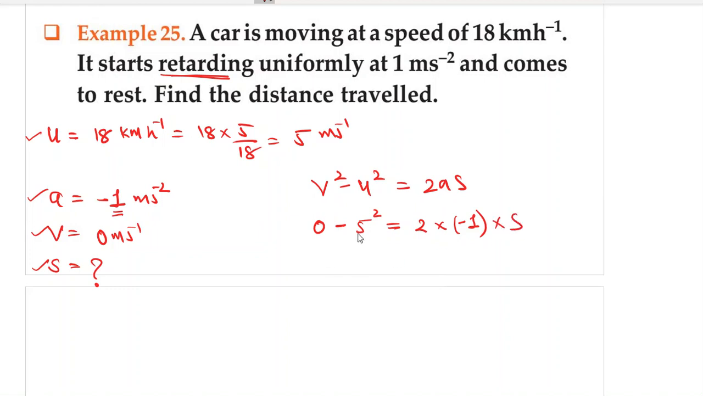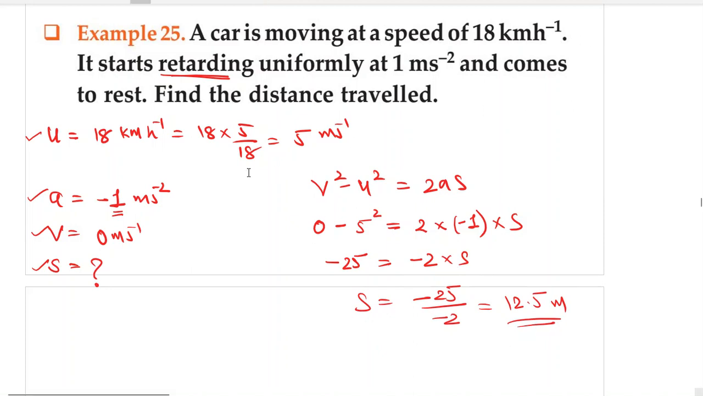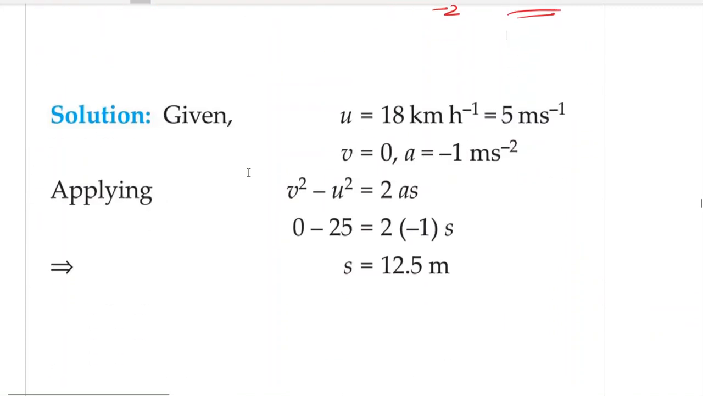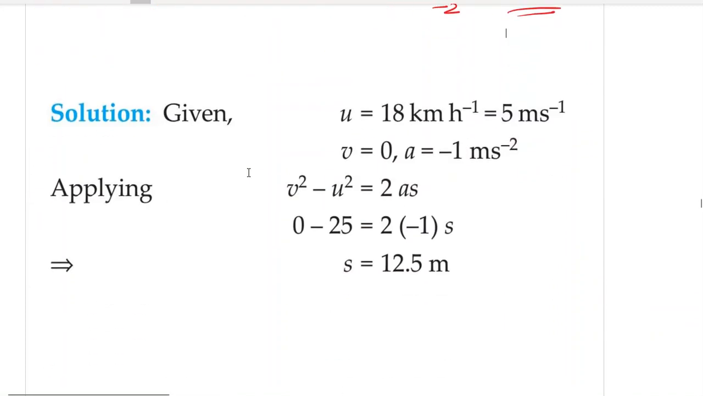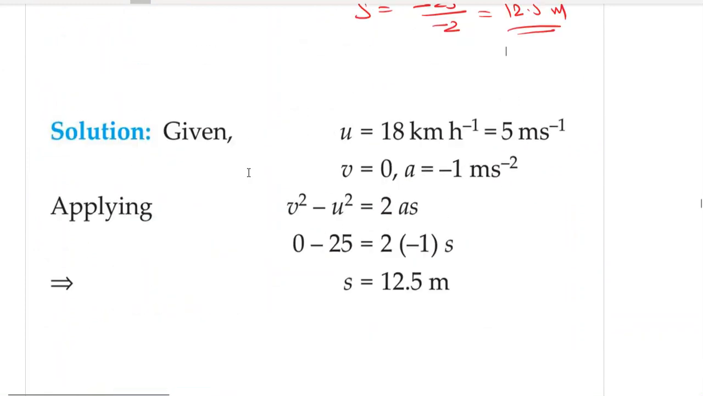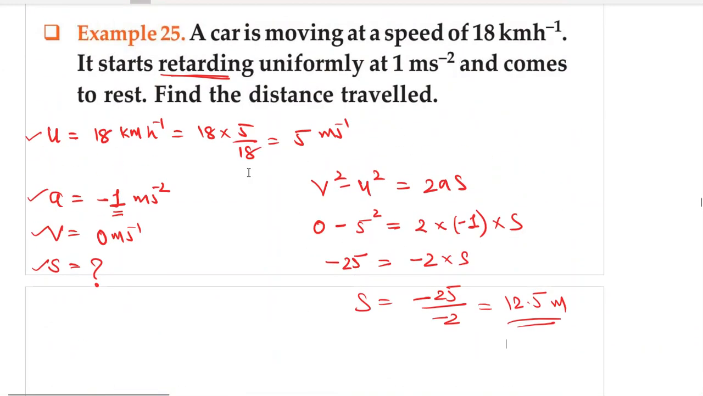So minus 5 square, it will be minus 25. 0 minus 25 is minus 25. Okay, and this will be minus 2 multiplied by s. So s is equal to minus 25 upon minus 2, that is 12.5 meter. The car will cover a distance of 12.5 meter before coming to rest. 12.5 meter. Correct? I hope you are understanding the method and everything.